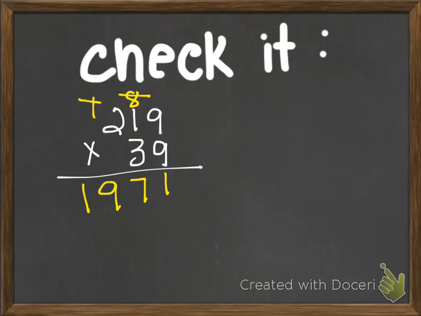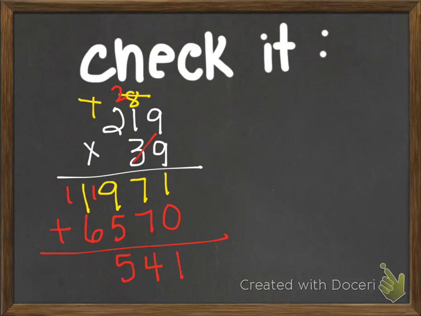And now I'm going to drop a 0 and do the next one. 3 times 9 is 27. 3 times 1 is 3, plus 2 is 5. 3 times 2 is 6. And now I'm going to add. 1 plus 0 is 1. 7 plus 7 is 14. 9 plus 1 is 10, plus 5 is 15. 6, 7, 8. So I've got 8,541.